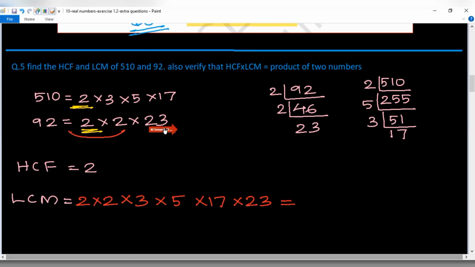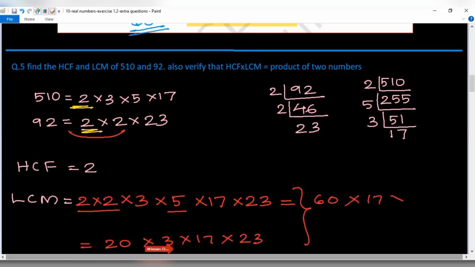Okay, so when we multiply all these things, see, 2 into 2, 4. 4 into 5, 20, into 3 into 17 into 23. Okay, 20 into 3, that is 60. So 60 into 17 into 23, like that. When we do all the multiplications, we will get it as 23460. So this is the LCM.